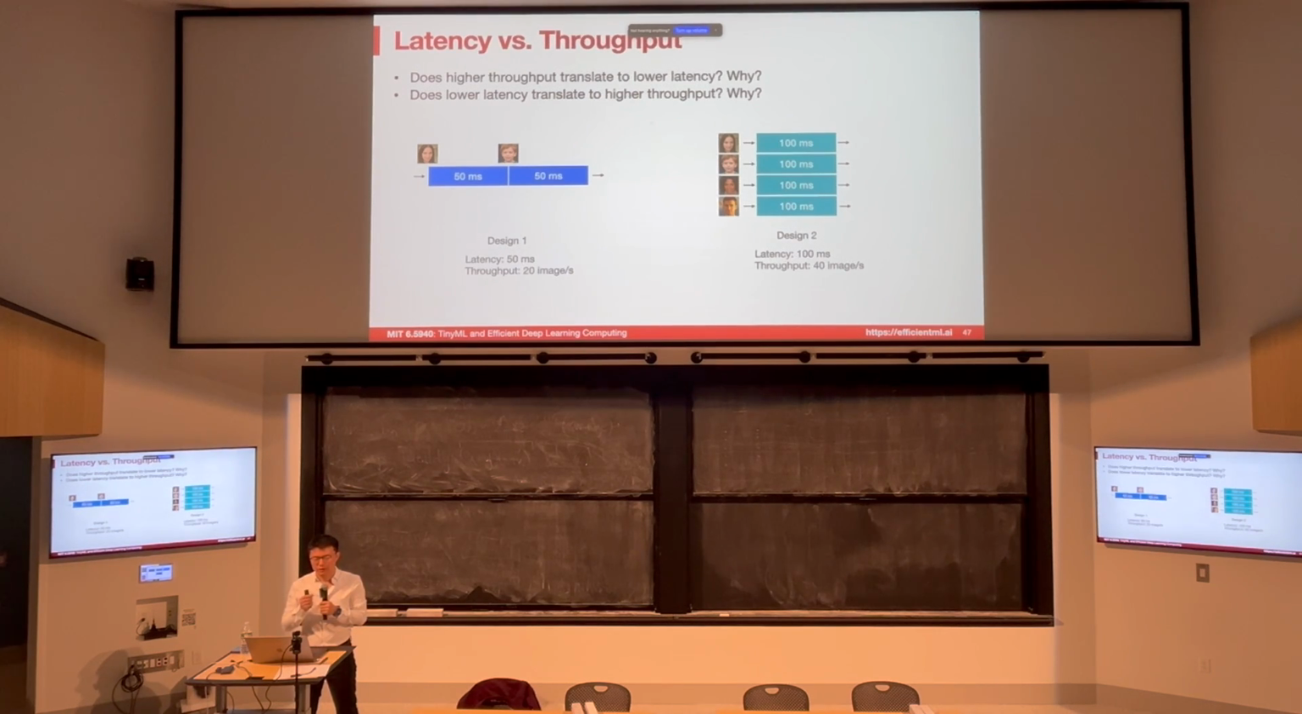So the left-hand side has a lower latency but lower throughput. The right-hand side has a higher latency, but higher throughput. As a result, higher throughput doesn't translate to lower latency, and lower latency also doesn't translate to higher throughput. On mobile, we mostly care about the latency. In the data center, on batch processing tasks, we care about the throughput. So those are very important metrics, latency and throughput. Sometimes we want to make sure we report both.